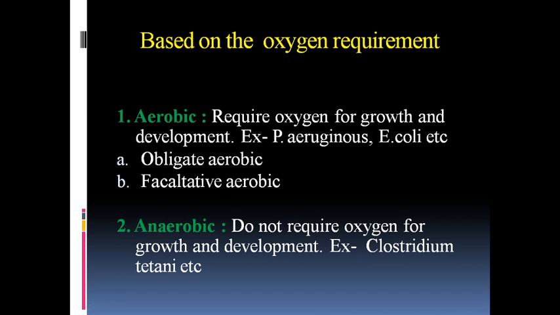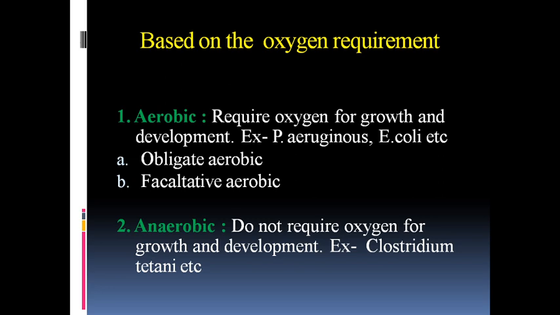Next, moving on to the classification based on the oxygen requirement. Oxygen requirement means nothing but what is needed for the growth and development of the bacteria. For the growth and development and for the respiration, few bacteria require the oxygen and few bacteria do not require the oxygen. So based upon the oxygen requirement, again the bacteria are divided into the aerobic bacteria and anaerobic bacteria.